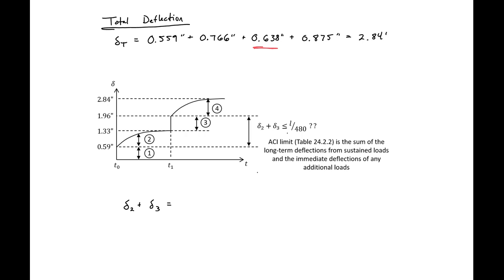to give us a total deflection of 2.84 inches. So this is our total deflection, and we can plot our load versus deflection then, and we'll see we have our immediate deflection due to load 1, our long-term deflection due to loading at 1, and we have our additional immediate deflection due to the additional loading at time 1, and the additional long-term deflection caused by that additional loading.